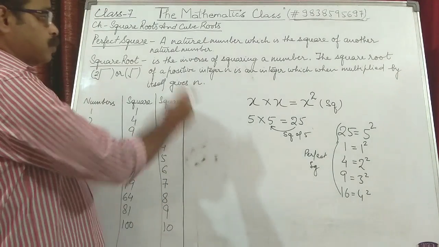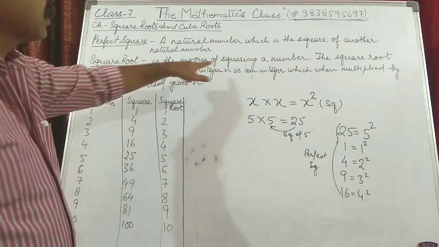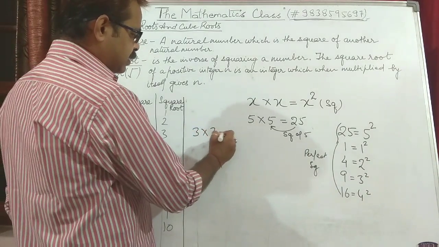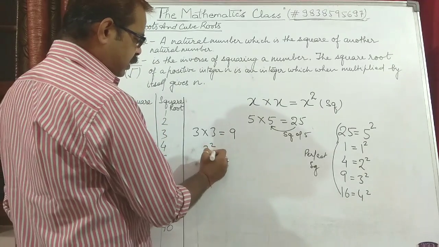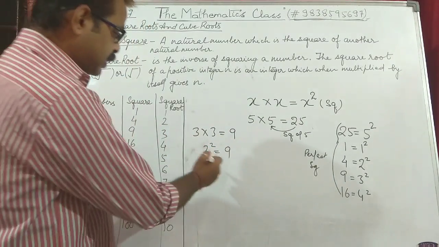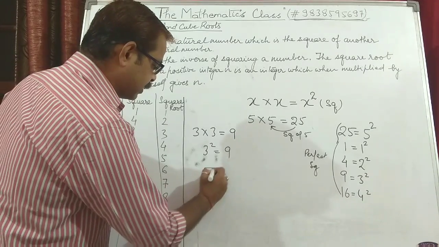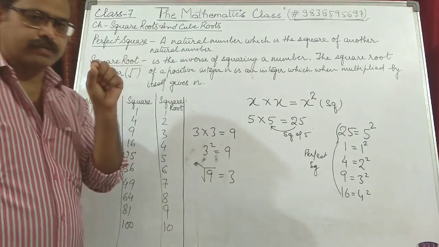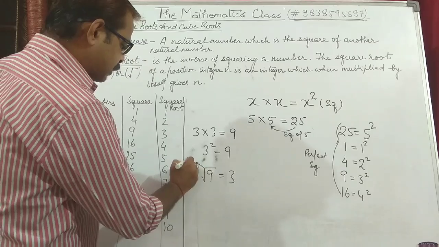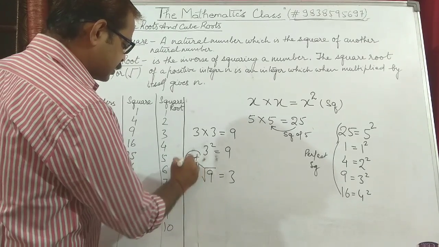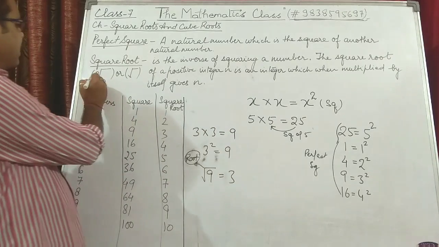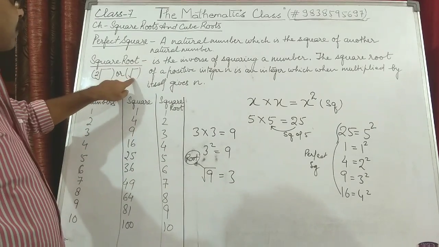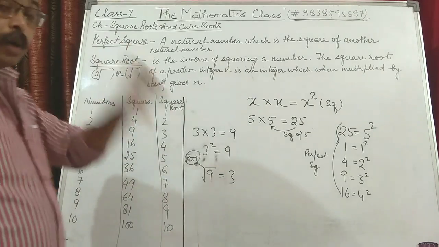Now what is the square root? The first thing written is that it is the inverse of squaring a number. Suppose I say 3 into 3 is equal to 9. It means 3 square is 9. So its inverse means root of 9 is equal to 3. This is known as the radical sign, or for the time being you can remember it as the root sign. Generally in the books you will find this one. So this is how it is denoted.